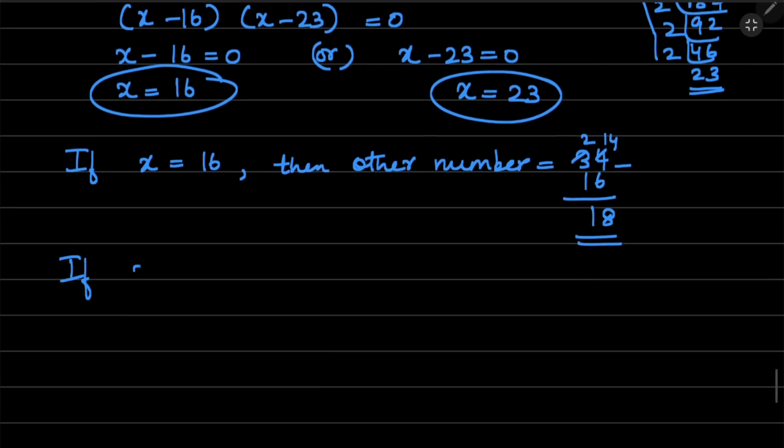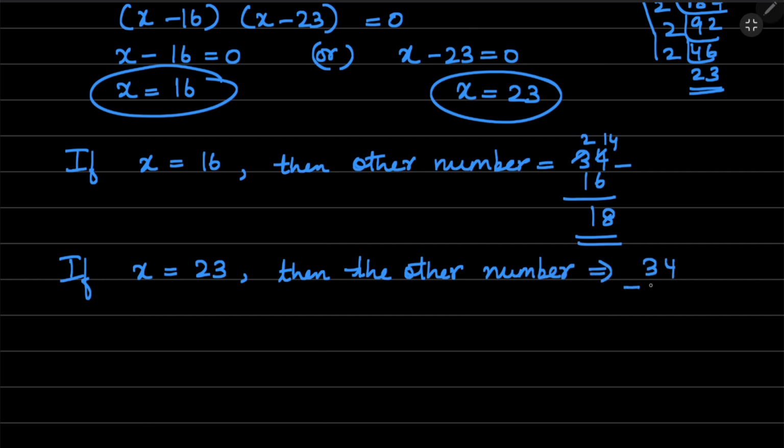And if x is equal to 23, then the other number will be 34 minus 23, which is 11. So these are the answers. 16 and 18 could be one of the answers and the other one is 23 and 11. Okay. I hope it's clear. So that's your answer.